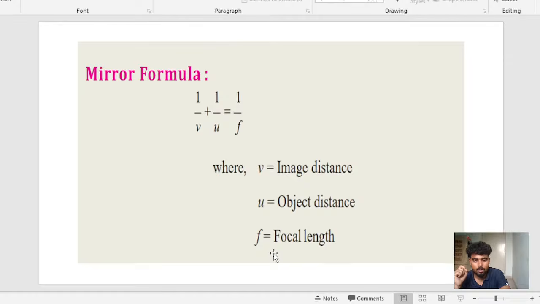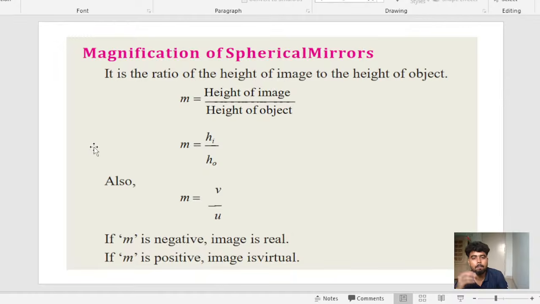Okay. Now we are going to solve some numerical problems based on this topic. After the entire session we are going to solve numericals. Now listen here. What is magnification of spherical mirrors? When we talk about the magnification of spherical mirrors, we should remember two things. One is the formula and the next one is these key points.